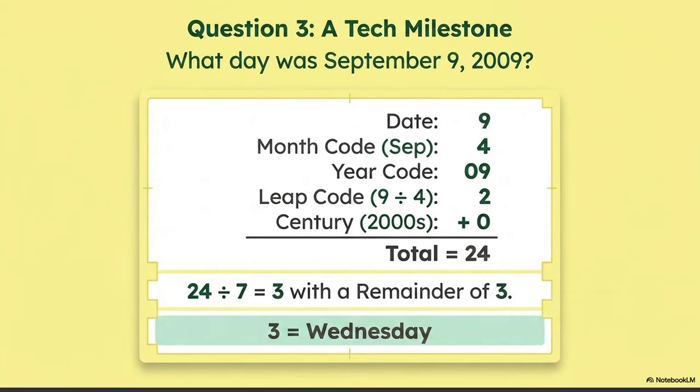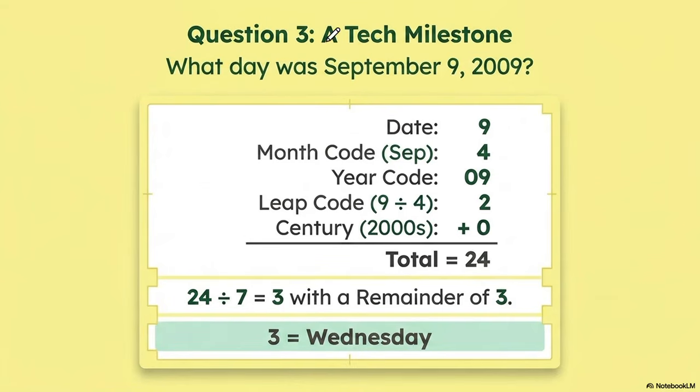Next question. We have to find out the day of September 9, 2009. First step, write down the date, which is 9. Then month code: for September, the month code is 4. Year code, the last two digits of the year, which is 09. Then divide 9 by 4, 4 twos are 8, so our quotient is 2, so your leap code is 2. And this is the 20th century, so 0, no need to add anything extra.